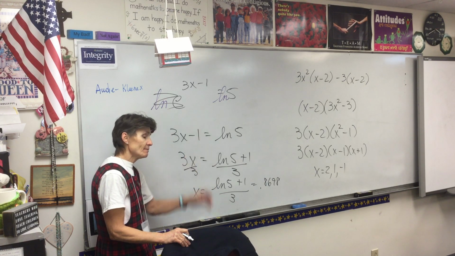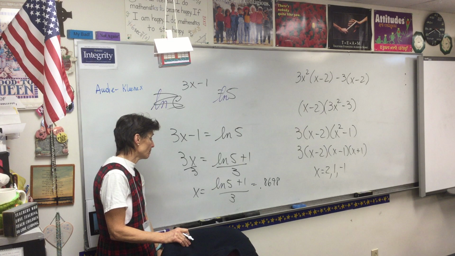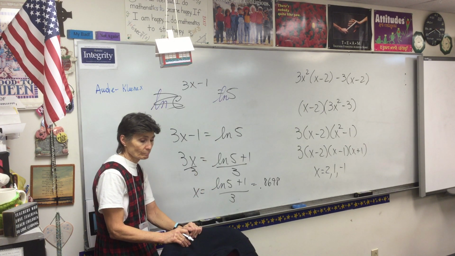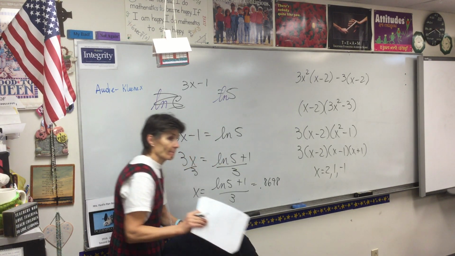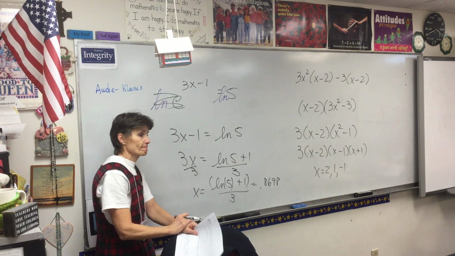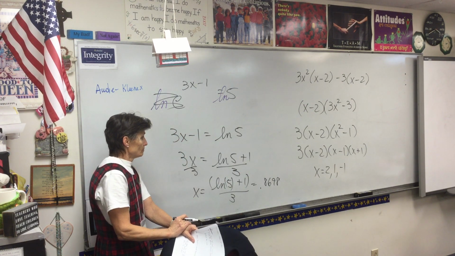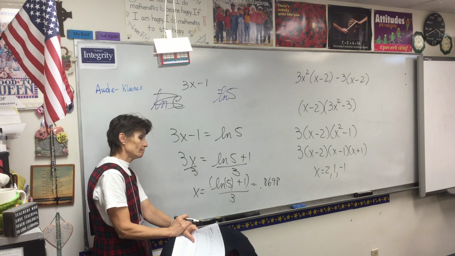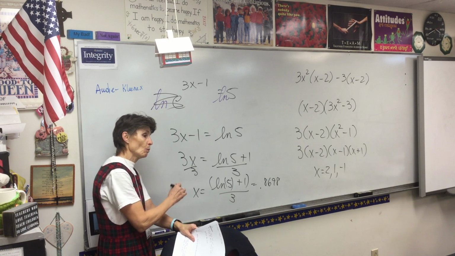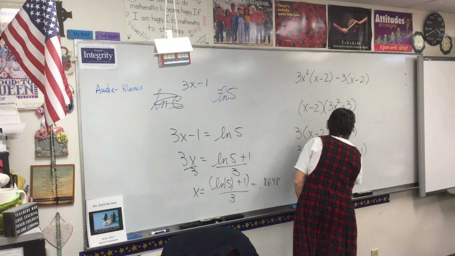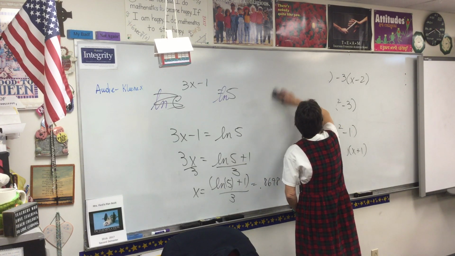So ln 5, get a number, add 1 to it, get a number, divide it by 3. It gives you 0.8698. You've gotta have that in parentheses. Because when I type it in, if you type in just ln 5 and close parentheses and add 1, it only divides the 1 by 3 instead of the whole thing. That's why you have the parentheses, and then it adds those together. I get it now, bro.